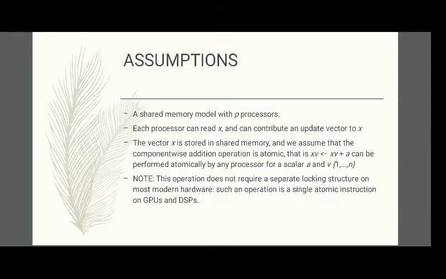Before talking about the HOGWILD algorithm, we will discuss some assumptions which we make. The first assumption is a shared memory model with P processors. Each processor can read x and can contribute an update vector to x. The vector x is stored in shared memory, and we assume that the component-wise addition operation is atomic, that is, x_v can be updated from x_v to x_v plus a, and this can be performed atomically by any processor for a scalar a and v lying between 1 to n.